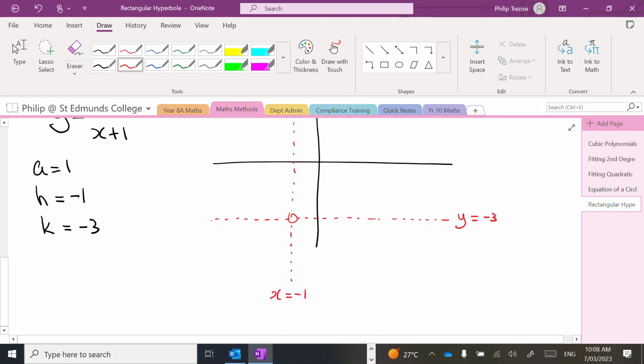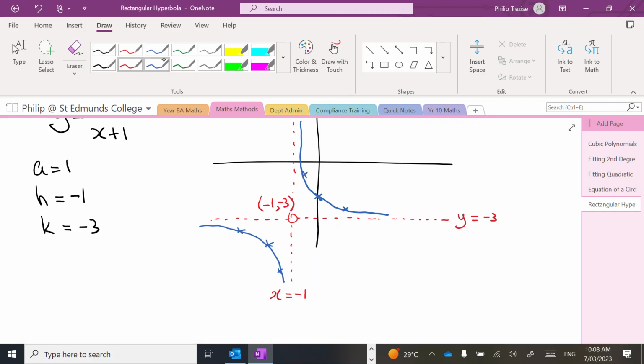Now remember what we had last time. If you took from that central point 1 step to the right, it was 1 step up. 2 steps to the right was half a step up. Half a step to the right was 2 steps up. And then these red dotted lines would be the asymptotes in this case. And there'd be a mirror image version of this down here. The most important point would be the one in the middle, which is at coordinate (-1, -3).